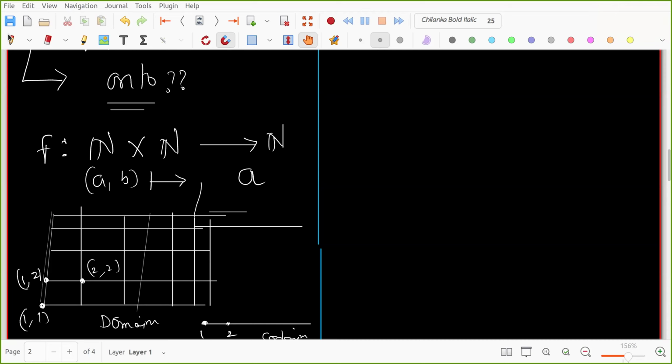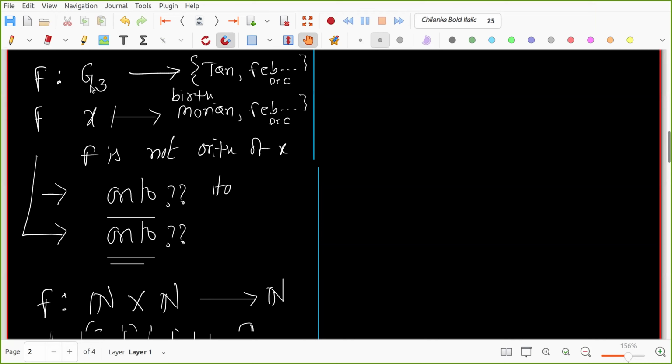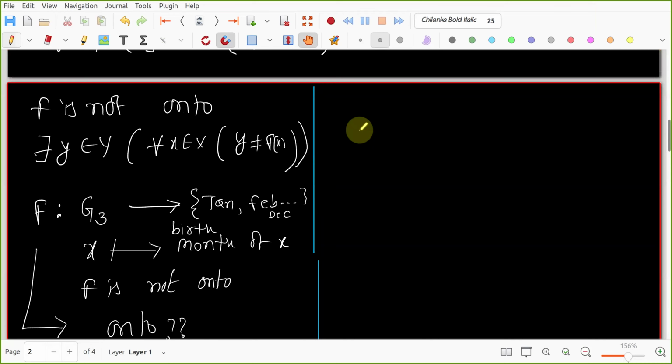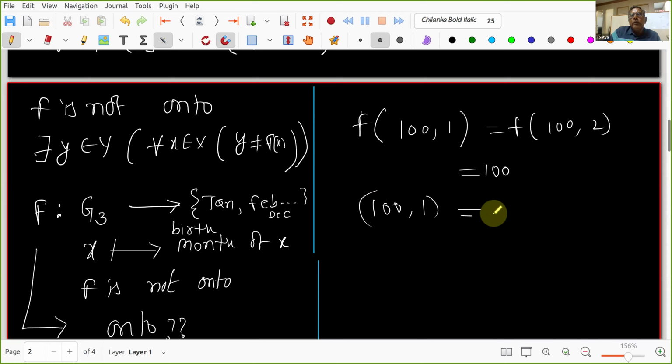No, sir, it is not 1-1. 1-1 means you have to give an example. Yes sir, for example, we can find, if we take 100, we can find pre-images in (100,1) and (100,2). Very good. F of (100,1) and F of (100,2) both have image 100 only, but these 2 points (100,1) is not equal to (100,2).